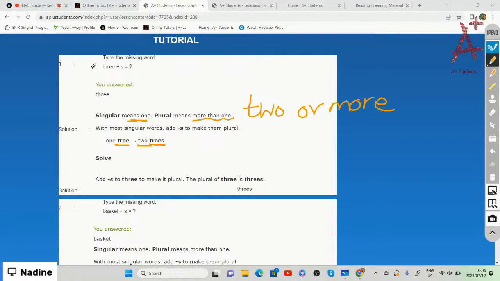If we look at the first sentence, it says you need to type the missing word three plus s. Three, like the number three, plus s. We need to write that in the plural form. So three plus s is threes.